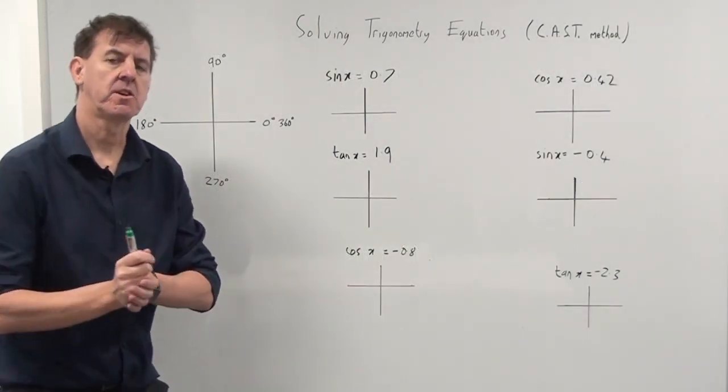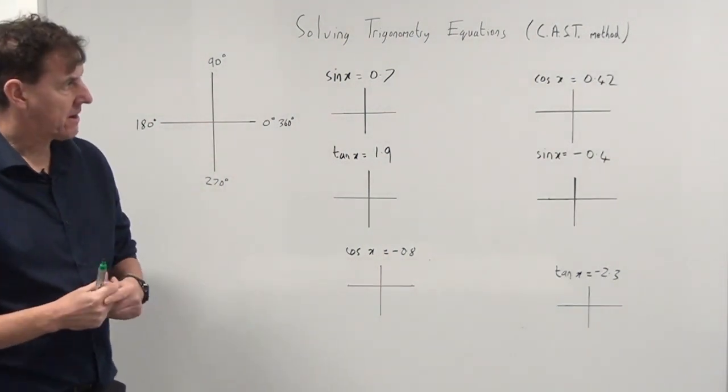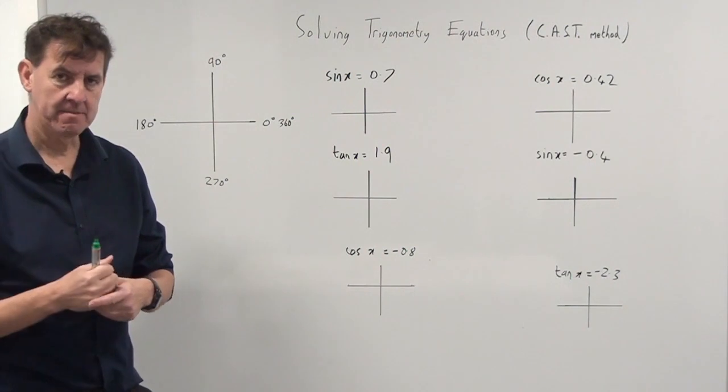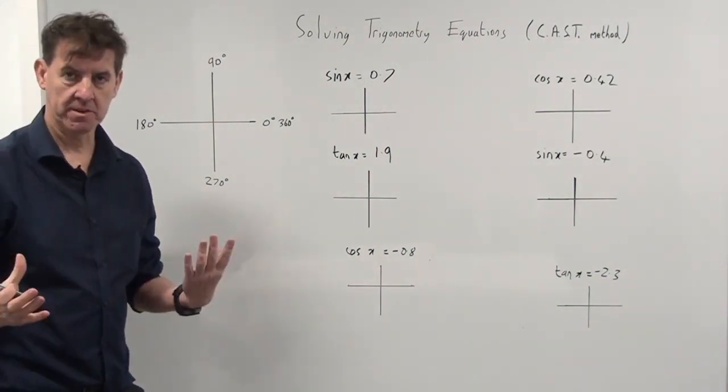So what we've been doing is we've been solving trig equations using the graphs. Now there is another way of doing it, another method, and it's called the CAST method. It's a very, very clever method. It involves you not having to draw the graphs.